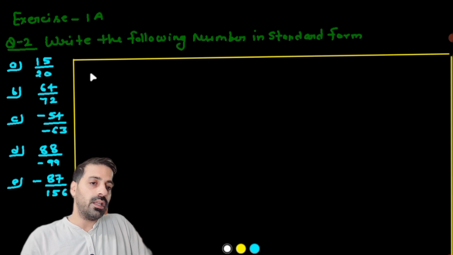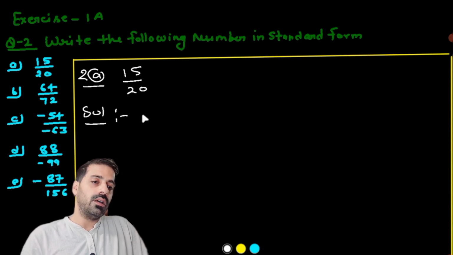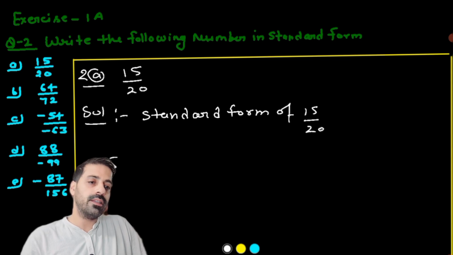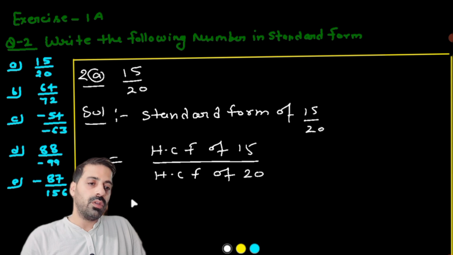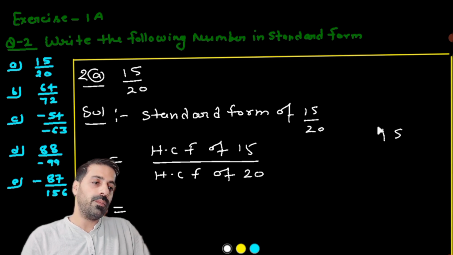Let's take part A, question number 2, part A, given that 15 upon 20. So do the solution of this question here. Write here standard form of 15 upon 20. So I'll take the factors of 15 divided by the factors of 20. Now how can you take the factors of 15? Divided by 3, then by 5, then 1. So the factors are 3 into 5.